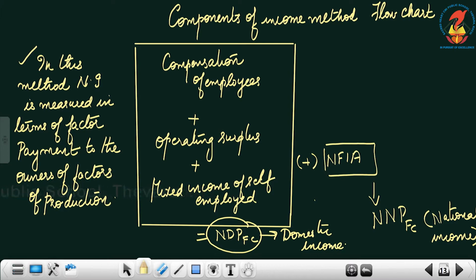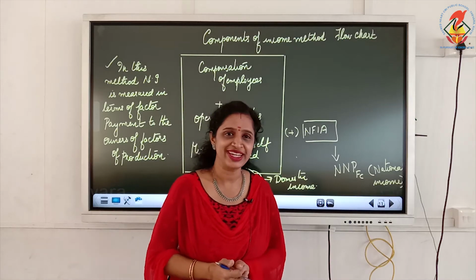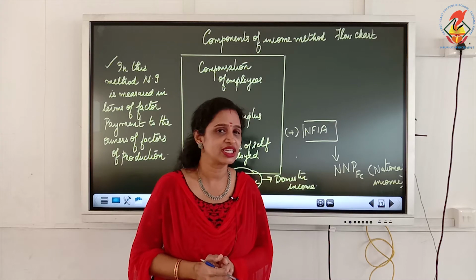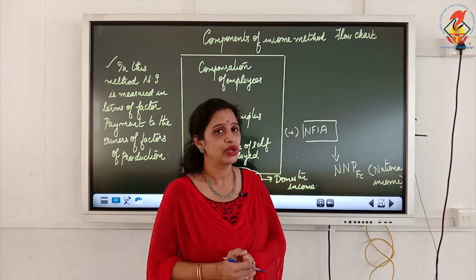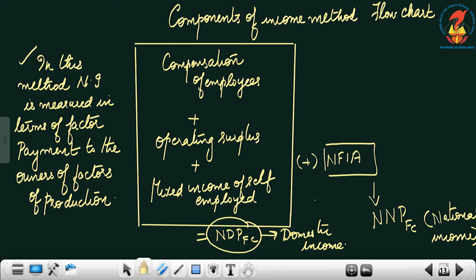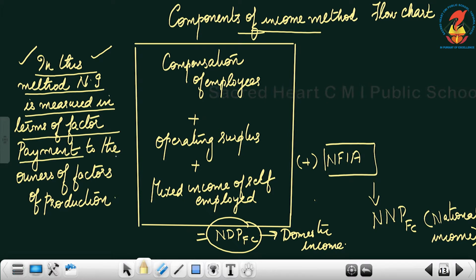Now by adding what all components you will be getting NDP at factor cost, that is what we are going to learn. Now let us see what is the flow chart. Components of income method, flow chart. Now in the income method, what do we actually do? In this method, national income is measured in terms of factor payment to the owners of factors of production.